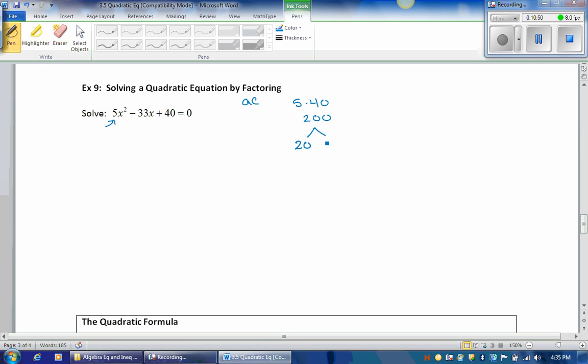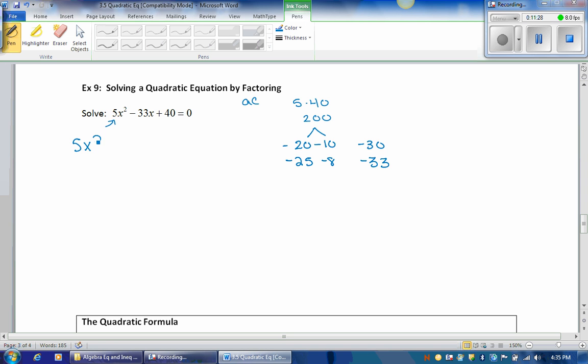So 20 and 10, but that's going to give me negative 30, so that's not going to help me. 25 and 8. Now that will give me negative 33. And all I did to get these is I just started dividing 200 by something to give me something to work with. Okay, so we're going to split up that center term.